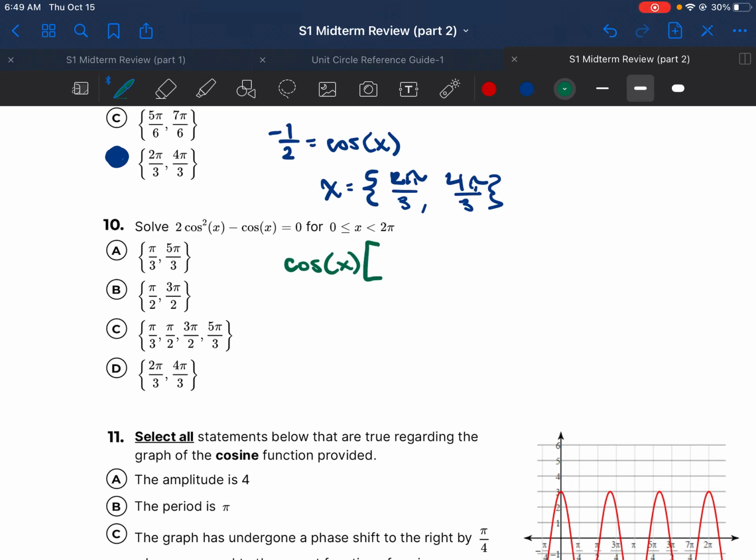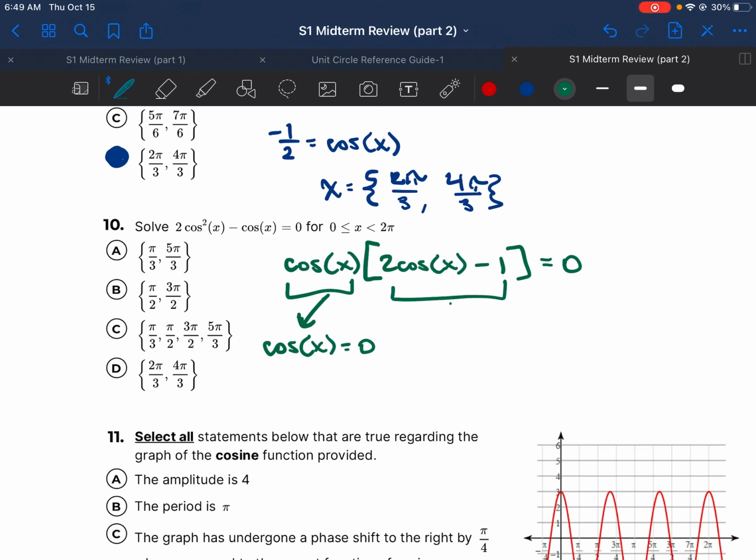If I factor out cosine of x from 2 cosine squared of x, I'm just left with 2 cosine of x. If I factor out cosine of x from negative cosine of x, I'm left with -1. Here, the zero product property will kick in. We know that we have cosine of x times this entire piece, 2 cosine of x minus 1. So zero product property tells me I can take the factors and individually set them equal to 0. So one factor is cosine of x. The other factor is 2 cosine of x minus 1.